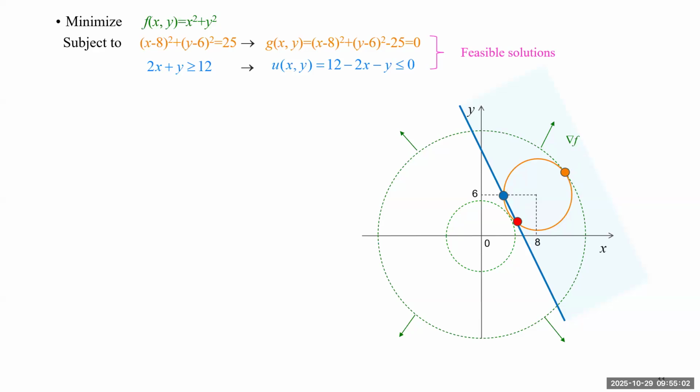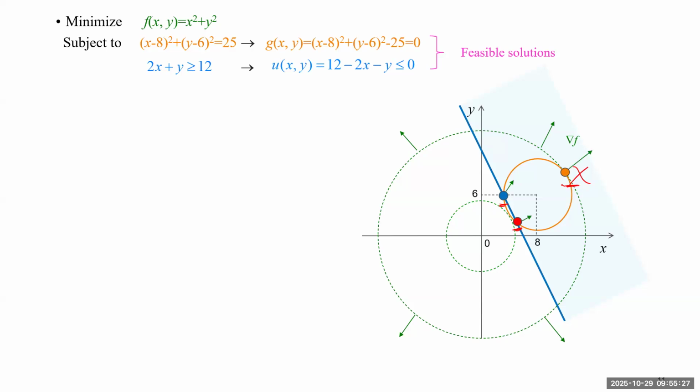So first is from the original problem. Second will be this boundary point. So we're going to pick the solution from those three. This one has higher cost, so the blue and the green one are more likely to be the solution. If you check the cost, one will be the solution.